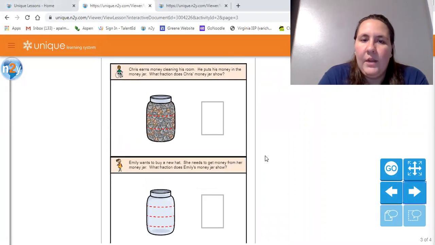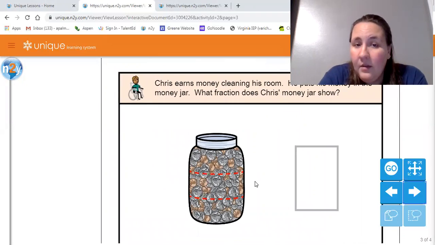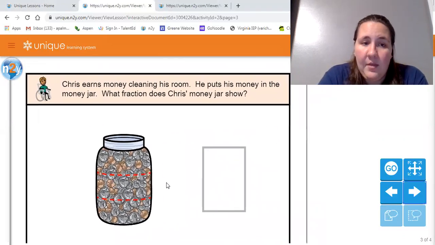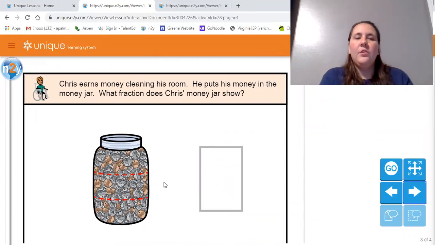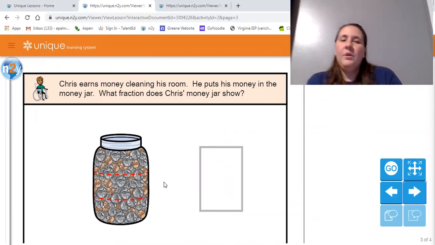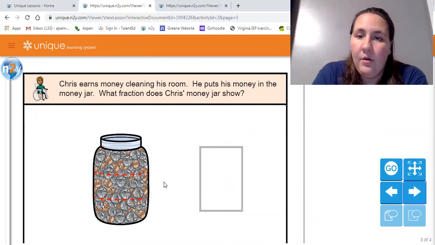You guys are doing a great job. Okay, so this one might be a little tricky and we're going to talk about it together after we count and add it up, okay? So Chris earns money cleaning his room. He puts his money in the money jar. What fraction does Chris's money jar show?